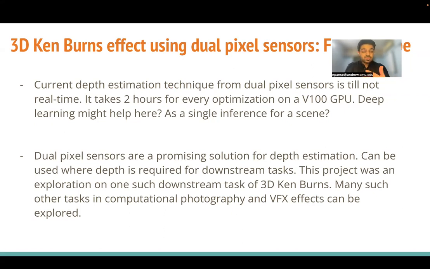Second, the 3D Ken Burns effect was one task in which depth is used. There are many other downstream tasks that use depth estimates, and all those tasks can be explored by using dual pixel sensors, because dual pixel sensors are something that can be easily deployed on mobile phones, and then we can have real-time applications using dual pixel sensors. So that is definitely something that needs to be explored.